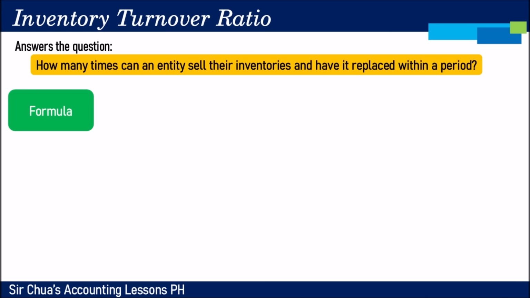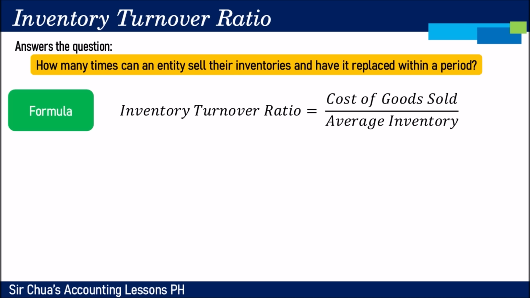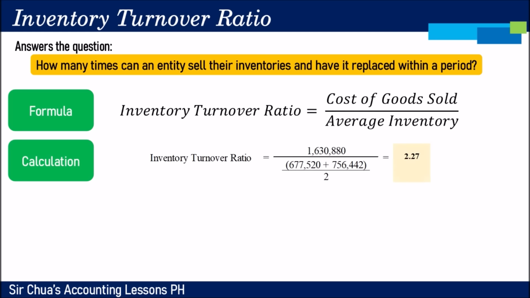Okay? So, the formula for that is the cost of goods sold in your income statement divided by average, ha, average inventory. So, our calculation will be, you just get the cost of goods sold amounting to 1,630,880, and then the average inventory for 2020 and 2019 divided by 2. Okay? So, 2.27. Ano ibig sabihin ng 2.27?